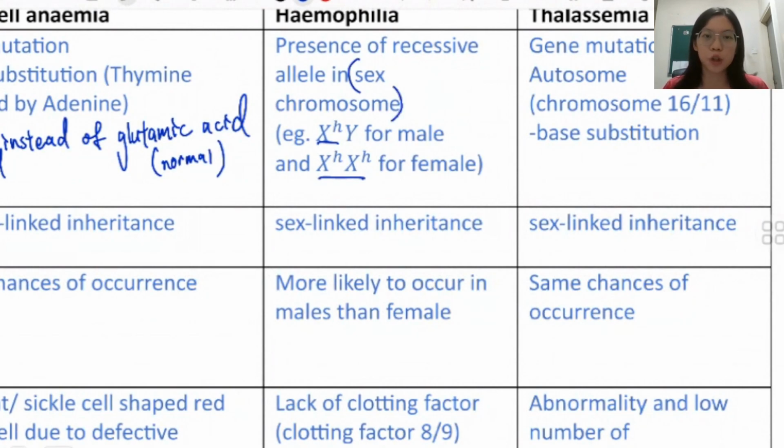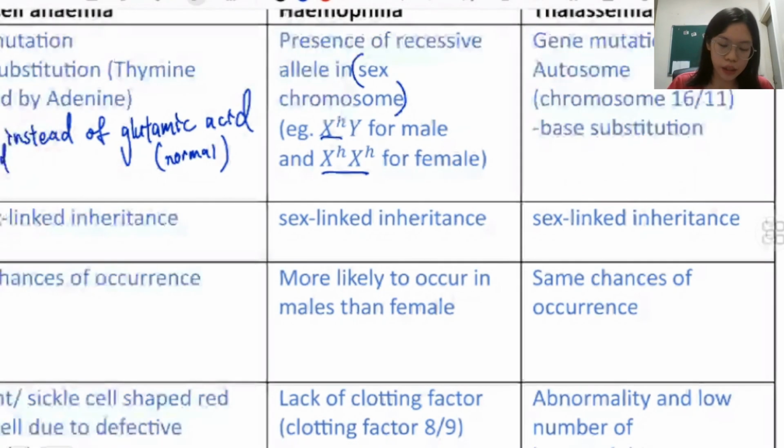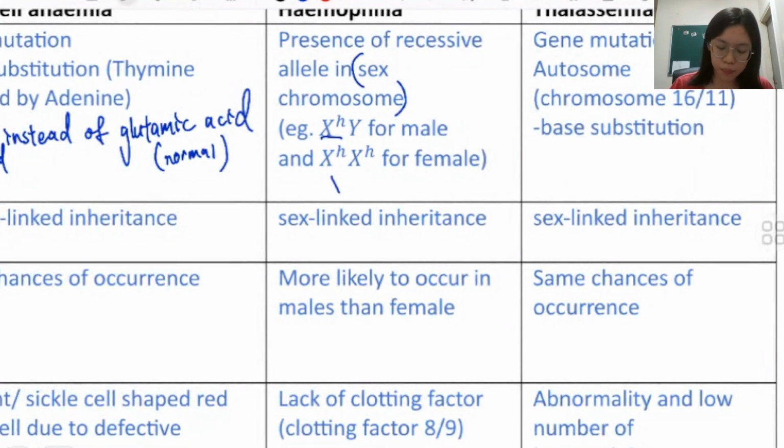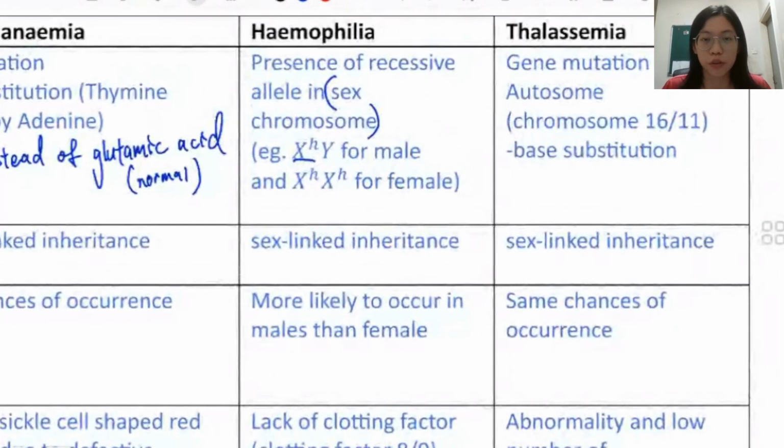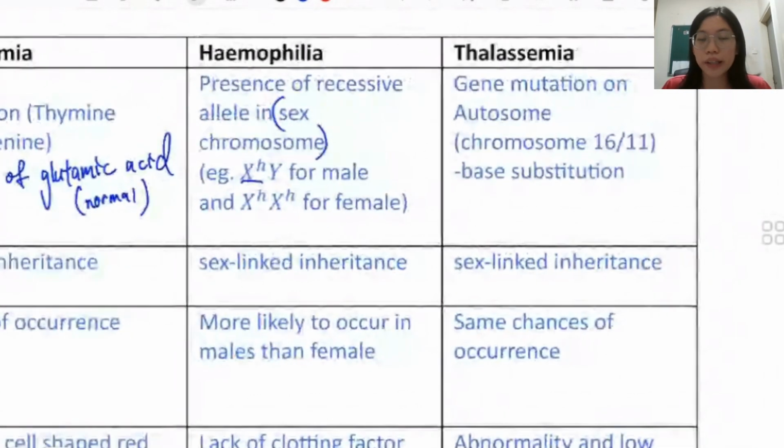Remember, in the normal situation, 44 plus XY is the male, and the female is XX. This is the sex chromosome, the one that determines gender. So X^h Y for male, and small double h, X^h X^h, for female, because if it has one big H and one small h, the effect will be suppressed, or maybe it is not very severe for this hemophilia. And what about thalassemia?